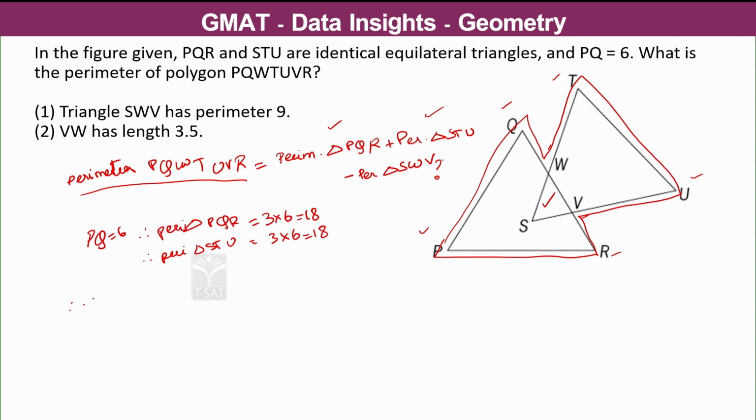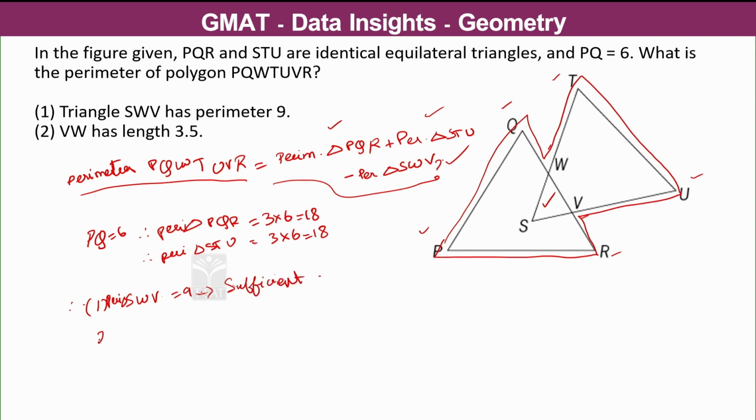SWV. So, let us look at statement 1. Statement 1 tells us that the perimeter of triangle SWV is equal to 9. Now substituting that into this equation here, we will definitely be able to calculate the perimeter of the outside figure, that is the figure that's formed, PQWTUVR. Therefore, this is sufficient to answer your question.